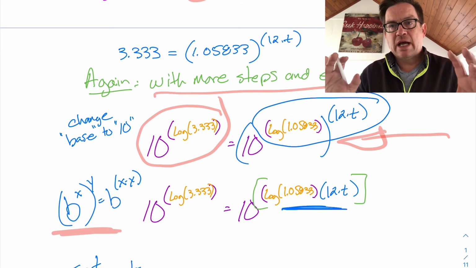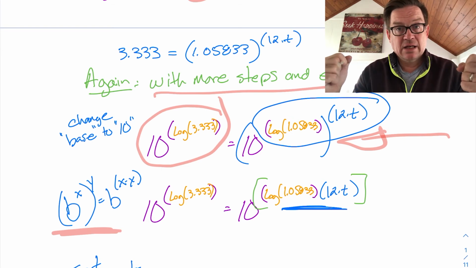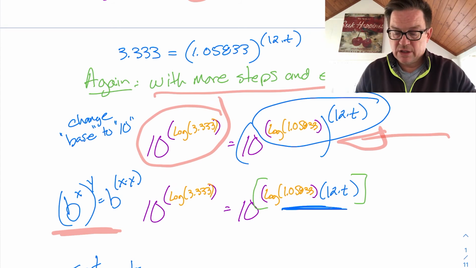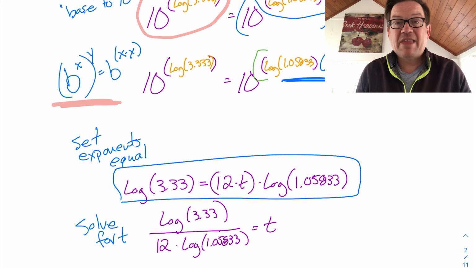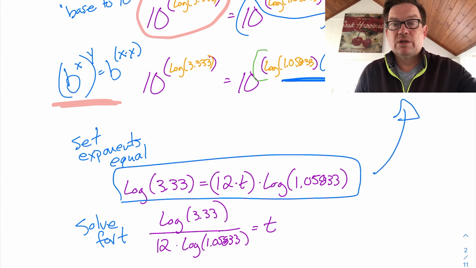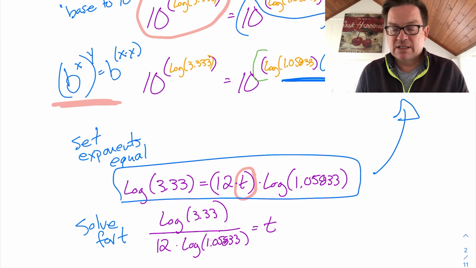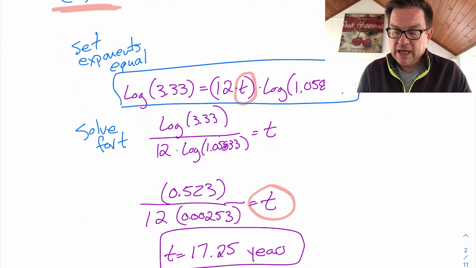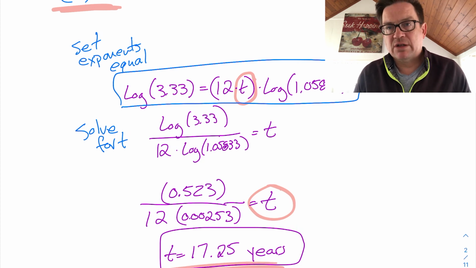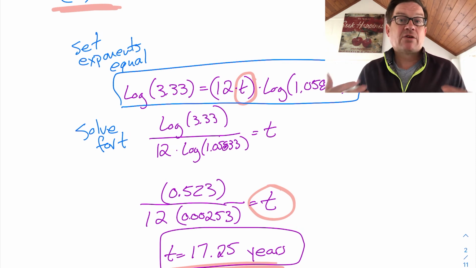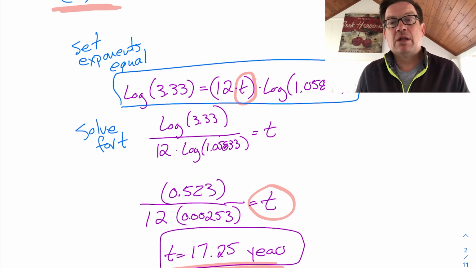Now we have an exponential equation where on both sides the base is 10, so we're able to set the exponents equal to each other. That's exactly what we had up above when we did the short version of bringing the exponent down in front. Now we can solve for t just by dividing. Everything's multiplied, so we divide by 12 and we divide by the log of 1.00583. We solve for t, and it comes out to 17.25 years. So it takes a little more than 17 years for your investment to grow by a factor of 3.33 when you're making these monthly interest payments.